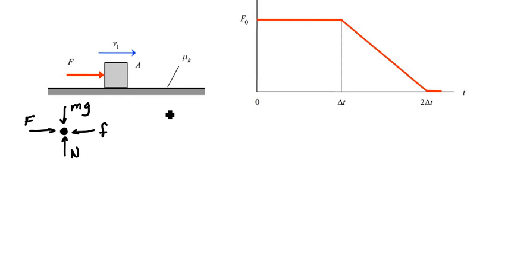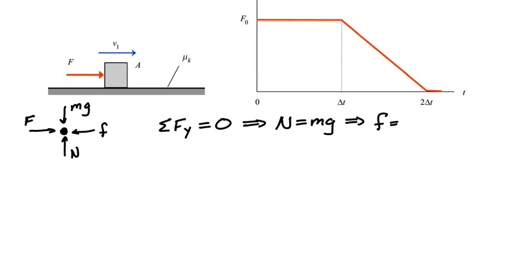To help myself out in this problem, I'm actually going to start, before I even use the linear impulse momentum technique, and solve for the friction force, because I'm going to need that. And so if I do that, noting that the sum of forces in the y direction is equal to 0, I'll have N is equal to mg. And this, of course, is going to give me that f, which is equal to mu k times N, is equal to mu k times mg.